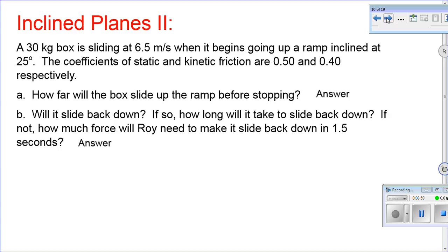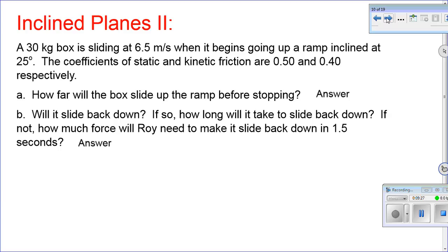All right. So this one's kind of more of the same thing, except this time we have to deal with friction. So we've got a 30 kilogram box sliding at 6.5 meters a second, and it begins going up an inclined plane. The plane is inclined at 25 degrees. You're given your coefficients of friction, 0.5 and 0.4. We want to know how far the box is going to get up the ramp before it stops.